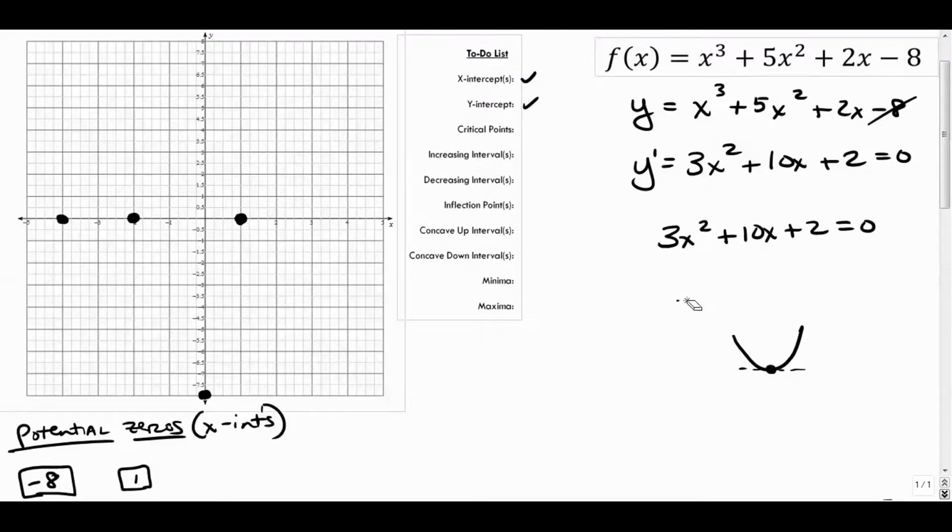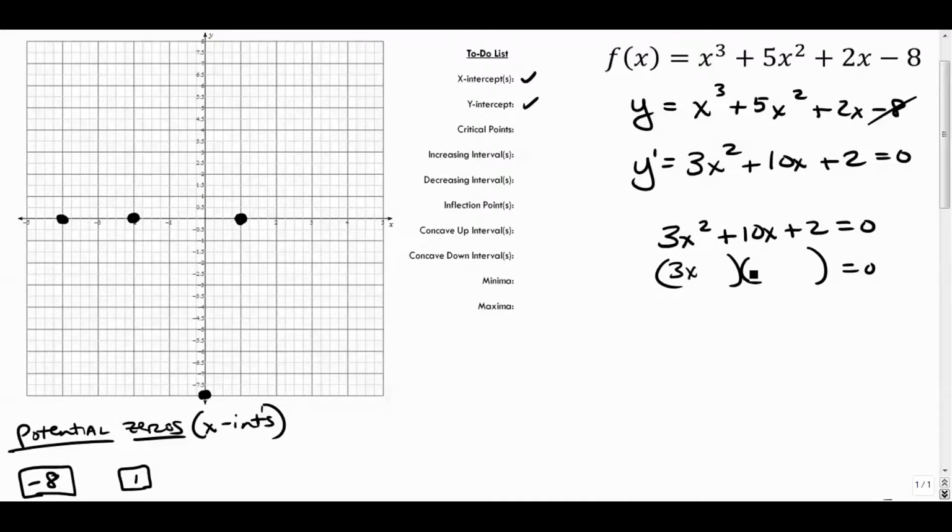So let's see if we can factor this. Can we factor this right here? 3x and x, 2 and 1, plus and plus. Check that. Don't think that works. So let's move the 2 and the 1. Plus and plus. Still doesn't work. Alright, so it's not factorable. That's not good. So we've got to go and do our quadratic formula. So this is really testing our algebra here.